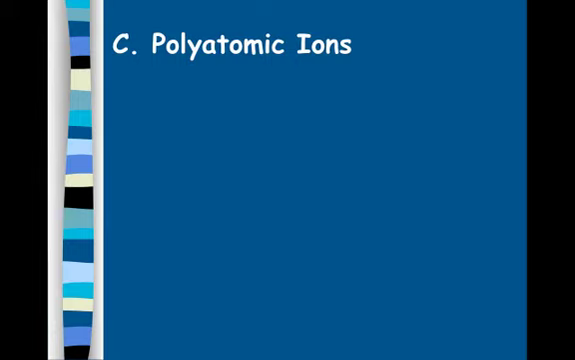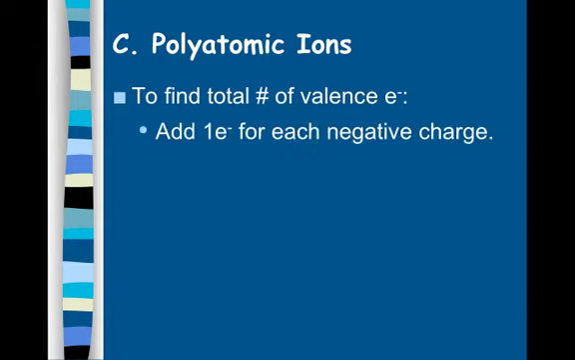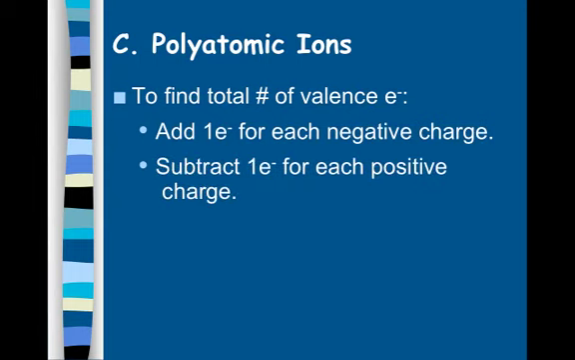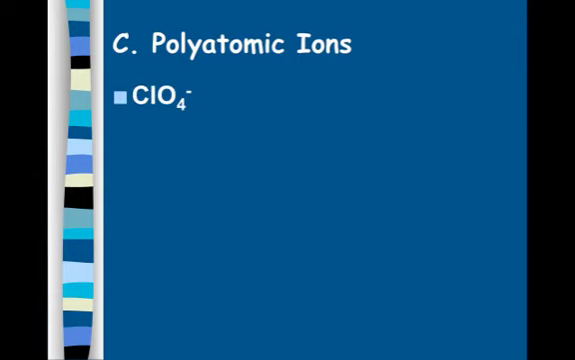Okay? Polyatomic ions. Remember, polyatomic ions mean we have more than one ion in a compound. So we must find the number of valence electrons. Remember, they're charged, so they may have a slightly different number of valence electrons. To find the number of valence electrons, we add an electron for each negative charge, and we subtract an electron for each positive charge. And we place brackets around the ion and label that charge. So let's look at an anion, or a negatively charged polyatomic ion.